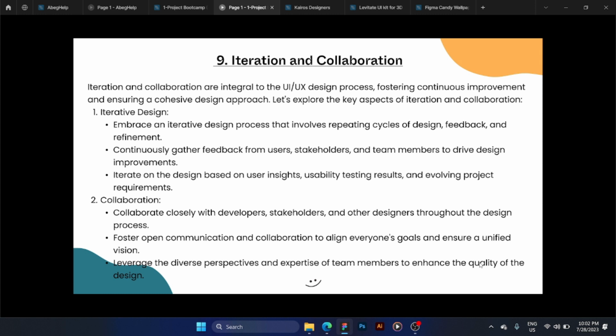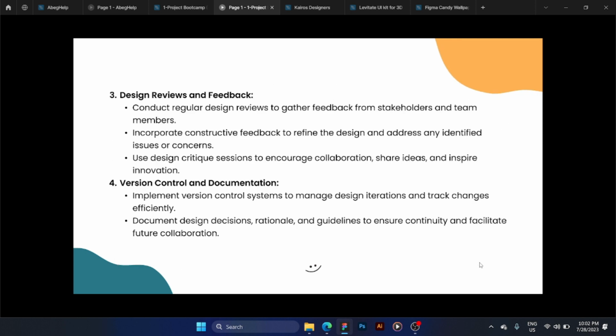So iterative design: embrace an iterative design process that involves repeating cycles of design, feedback, and refinement. You keep gathering information from your users, from your stakeholders, from even your team members to drive design improvement. You must follow all of these things because every iteration that you are following is based on user insights, is also based on usability testing results, and evolving project requirements.